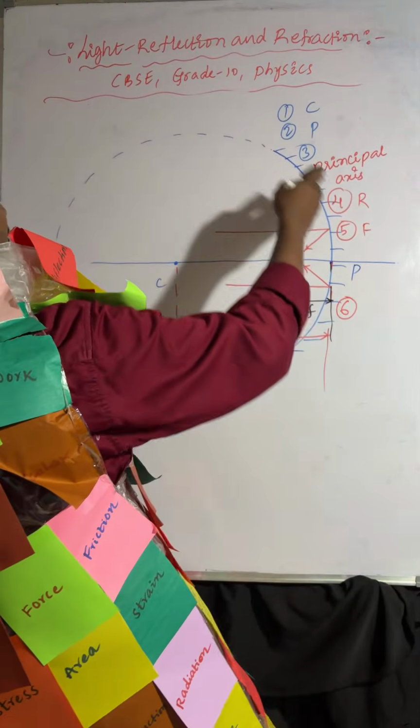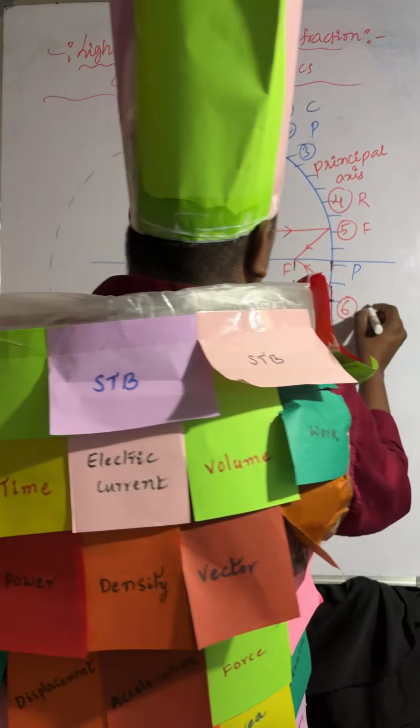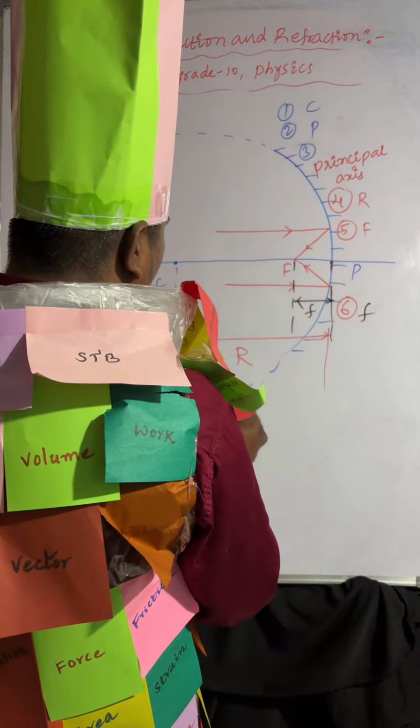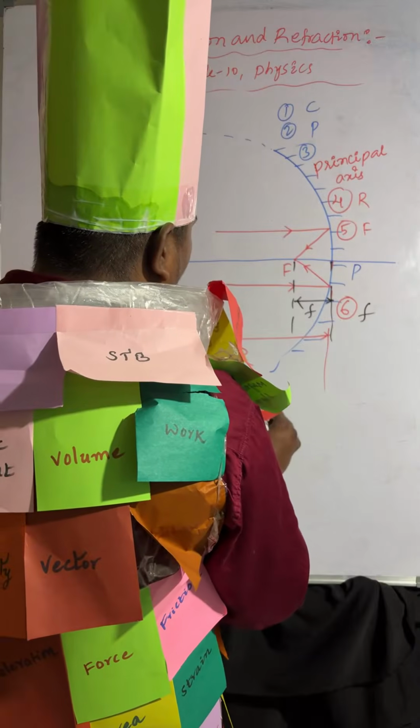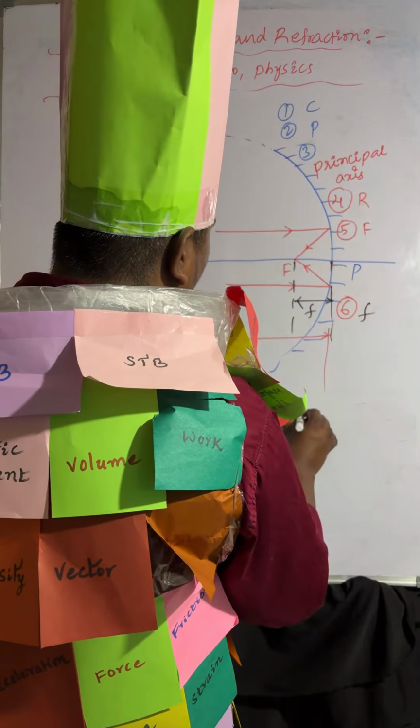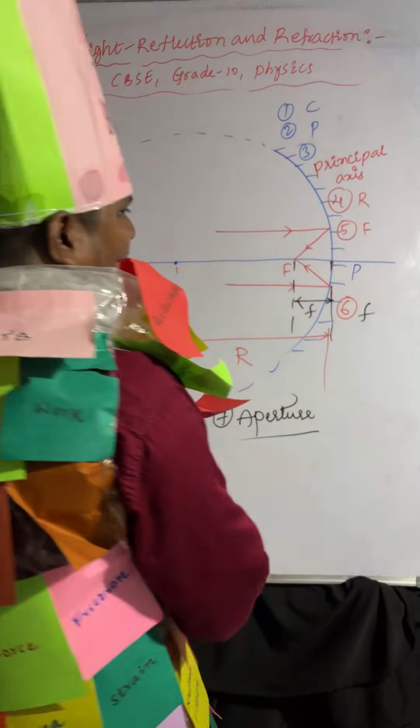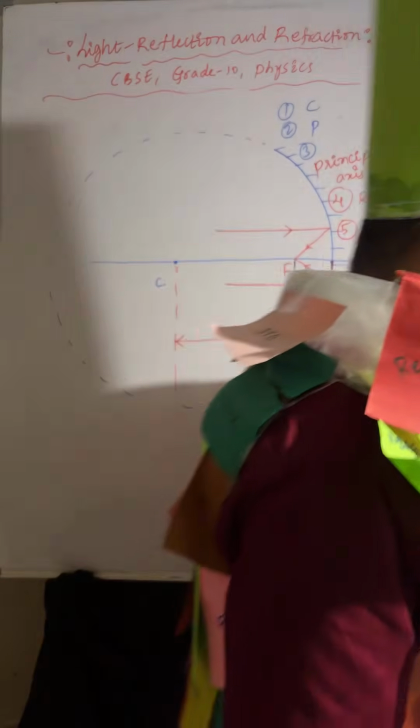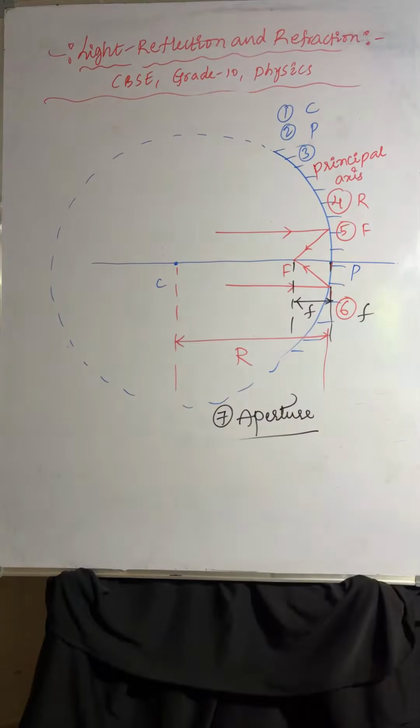And the width of the reflecting surface is called the aperture. The seventh one is the width of the reflecting surface, called aperture. I hope it is very clear. Understood or not? Once again, check all the points. What is your doubt? You can let me know.